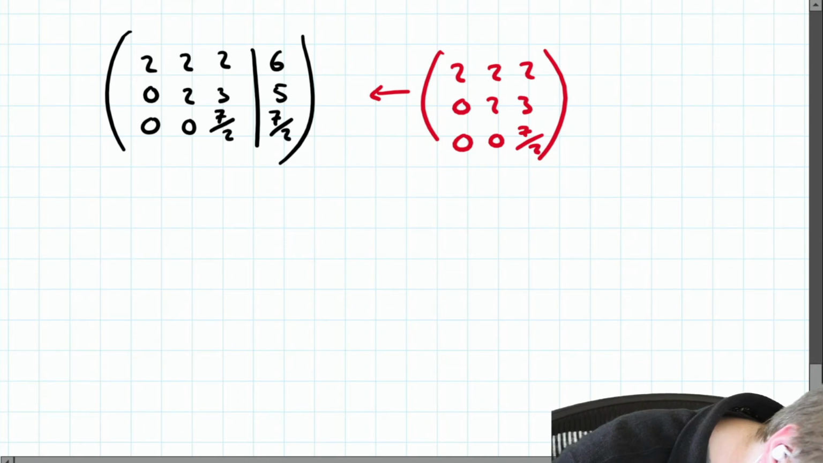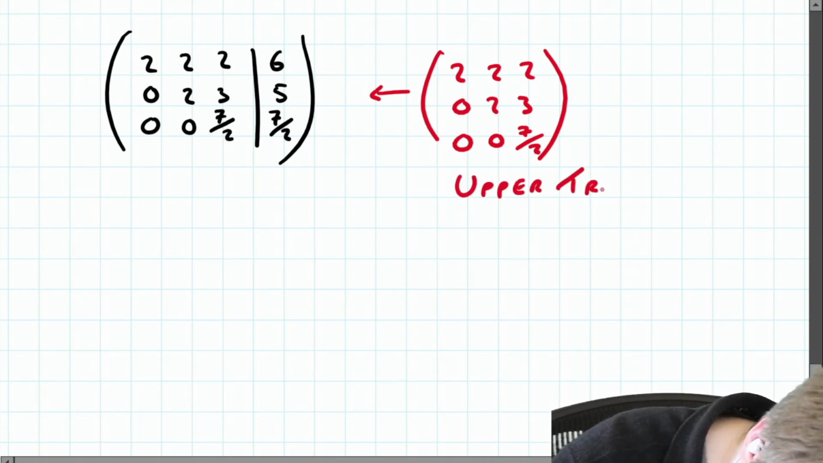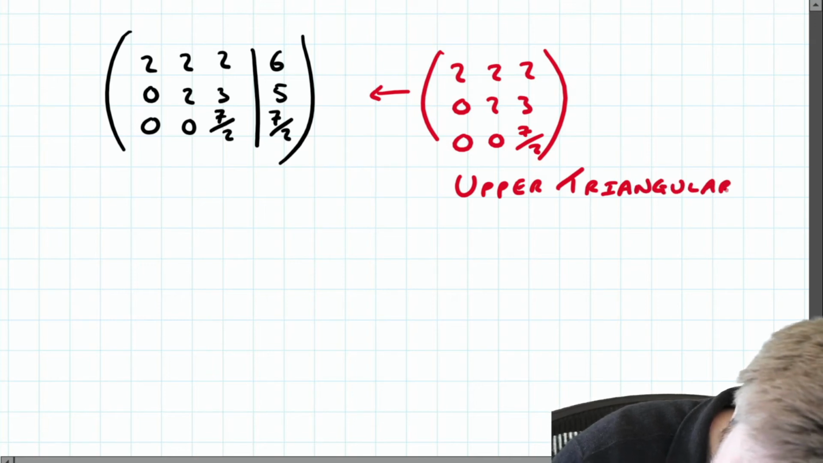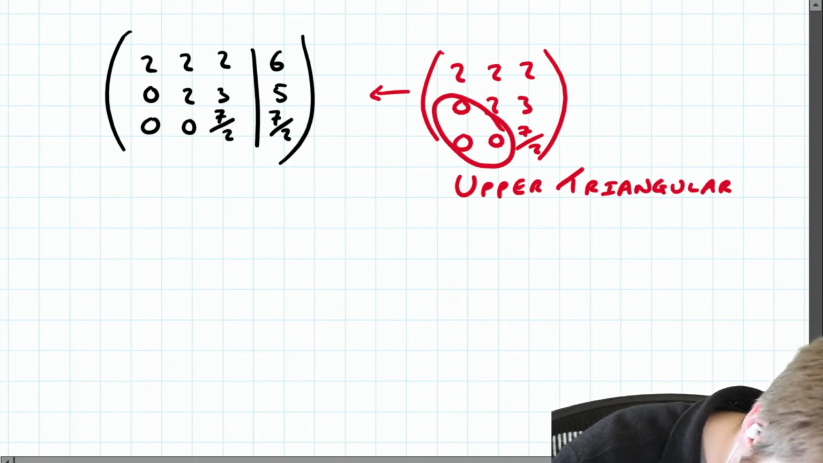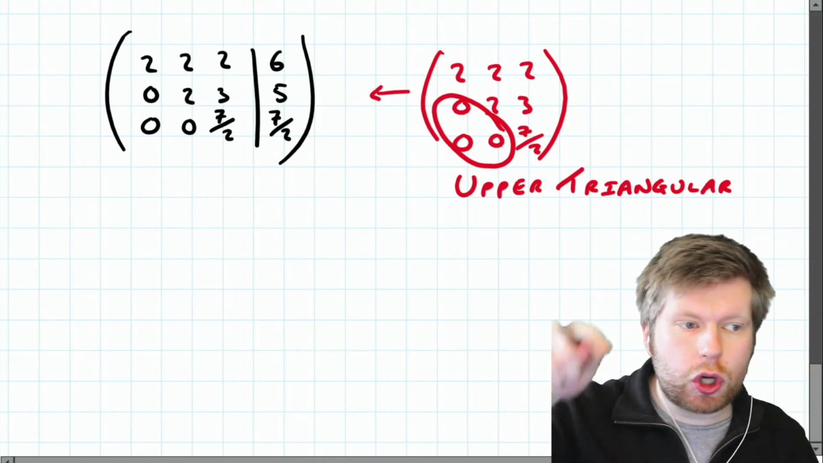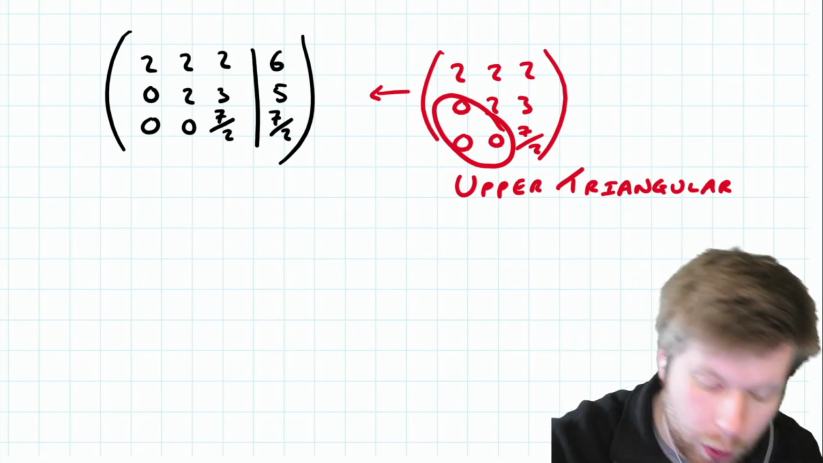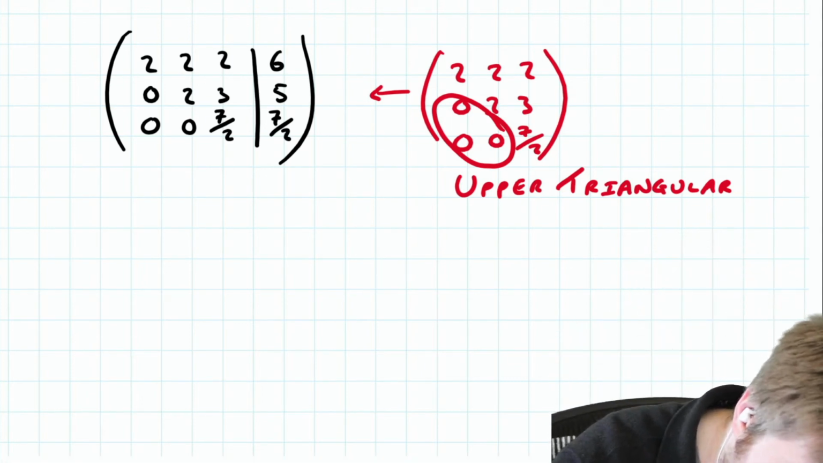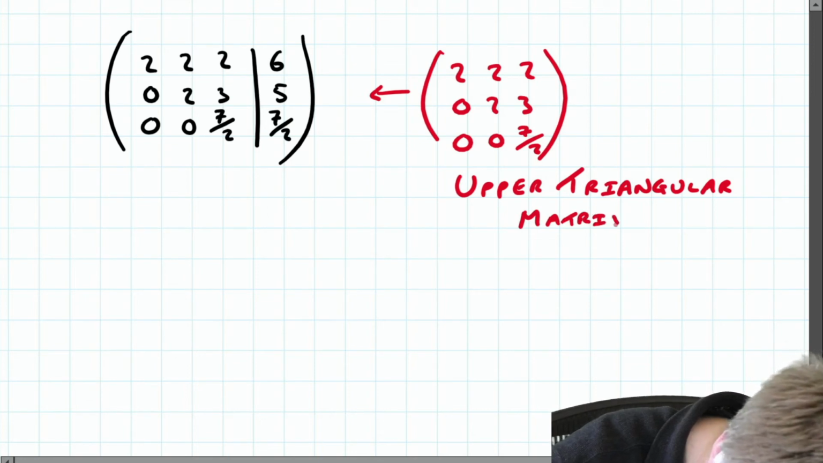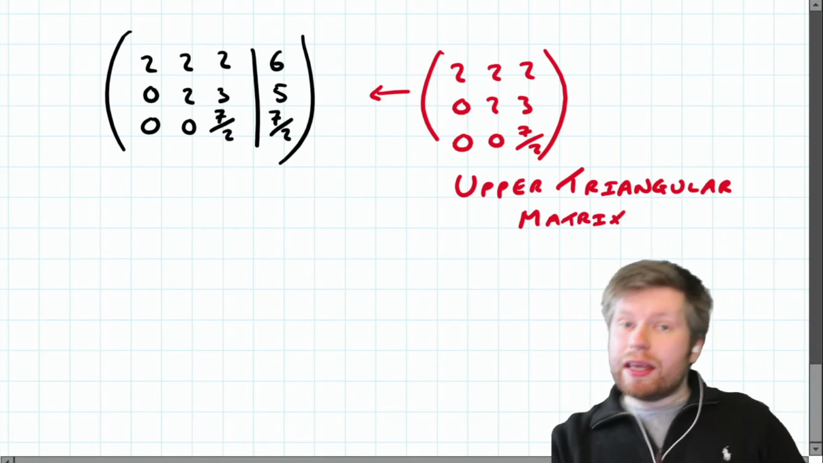that matrix there is what's known as an upper triangular matrix. The reason being is because there's no elements down here. The elements down here are gone. In other words, there's only elements in the top, in the top right portion of my matrix. This is an upper triangular matrix. Okay, and this is what I want.